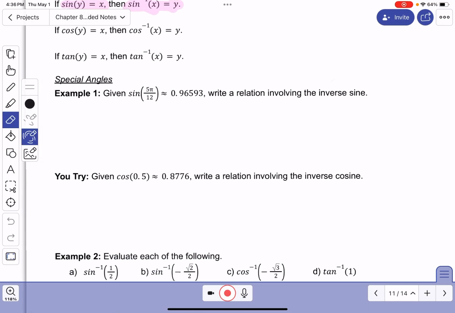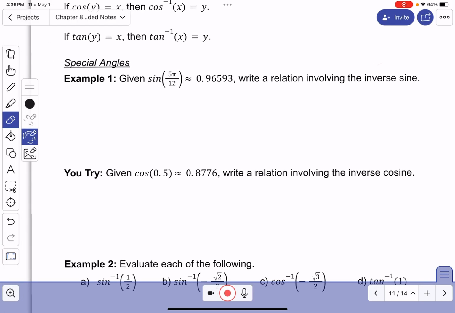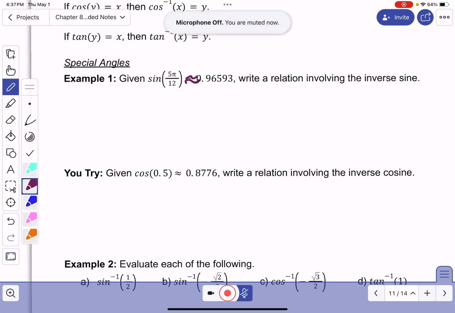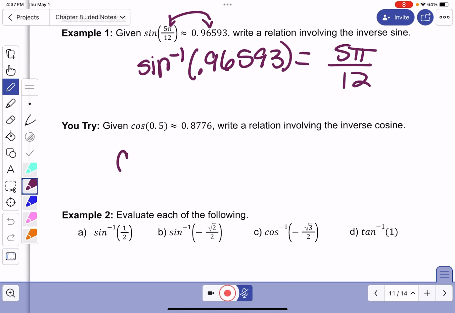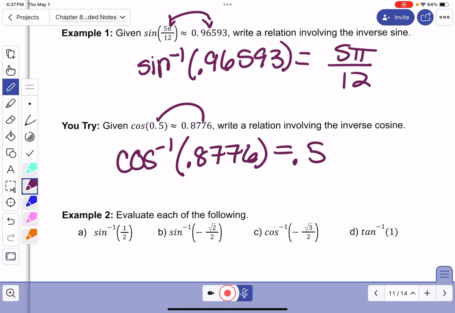So if we look at part 1 here, given sine of 5 pi over 12 is approximately, that's what this little squiggle means, 0.96593. Write a relation involving inverse sine. So we just write inverse, and then we switch these numbers. 0.96593 equals 5 pi over 12. If we're doing this one here, we write inverse cosine, switch those numbers. So 0.8776 equals 0.5.